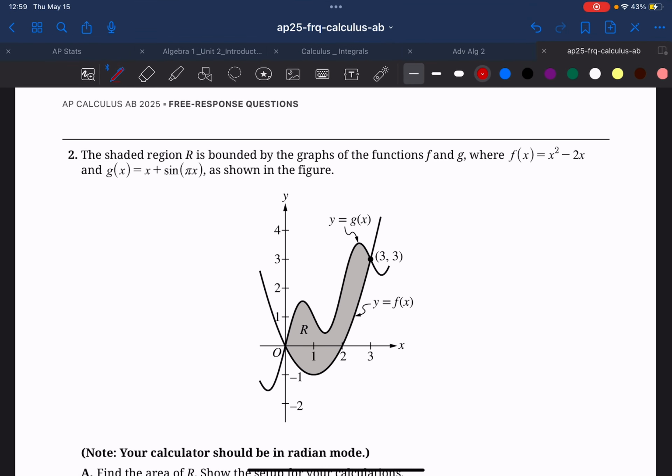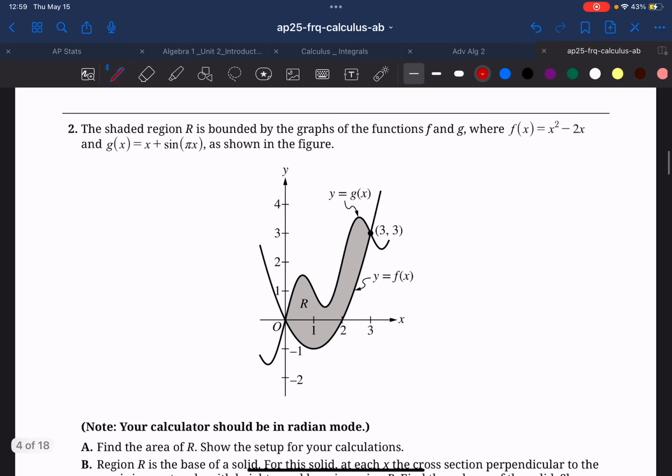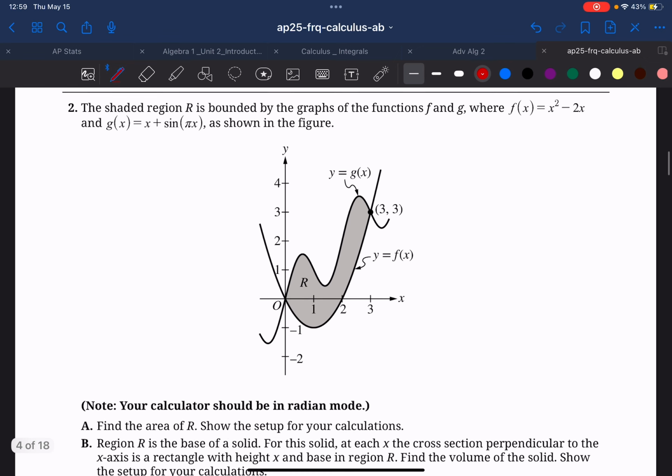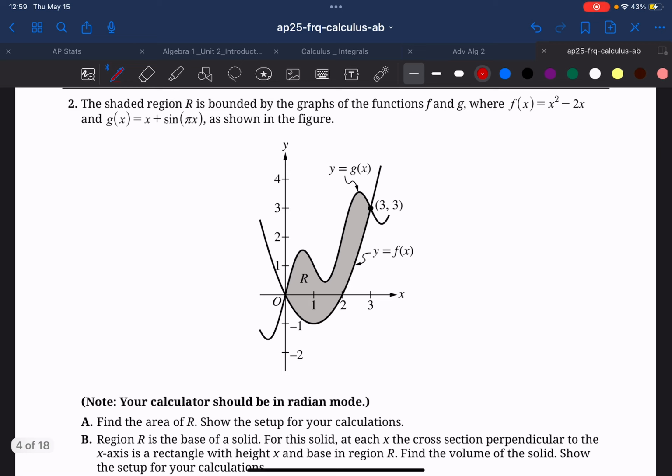Okay, this is the 2025 free response questions for the AP Calculus AB exam. This is going over number 2. So number 2 says the shaded region R is bounded by the graphs of the functions f and g, where f of x is equal to x squared minus 2x and g of x is equal to x plus sine of pi x, as shown in the figure below.